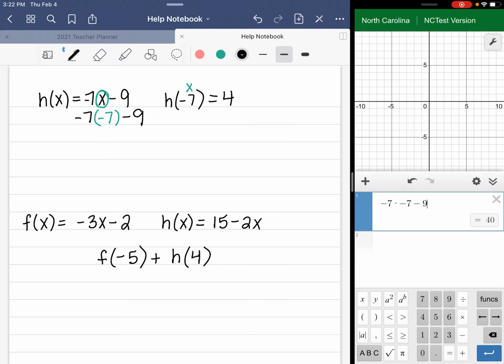So when I get my answer here, my input was x, which is -7. My output was 40, which is y.